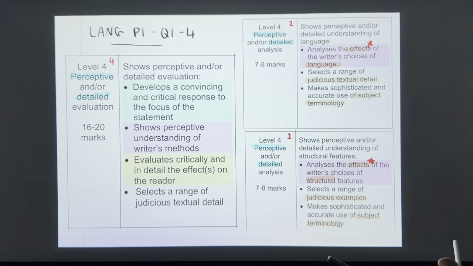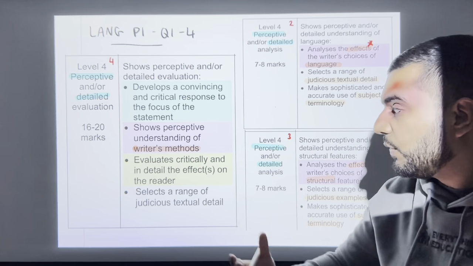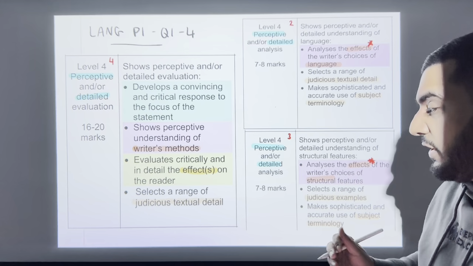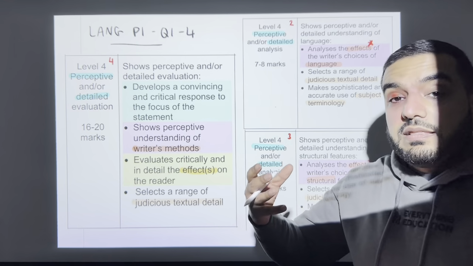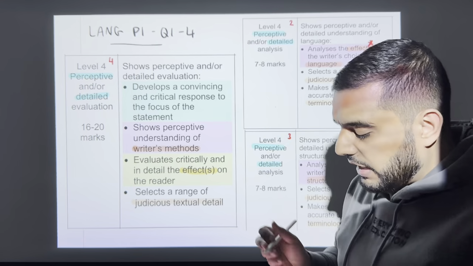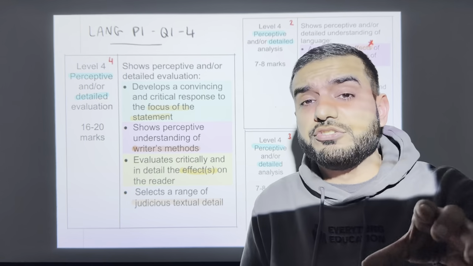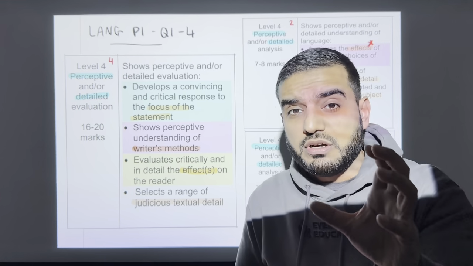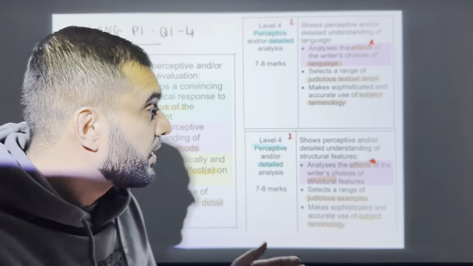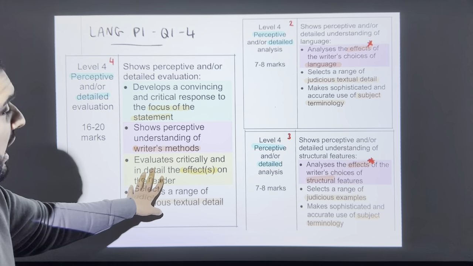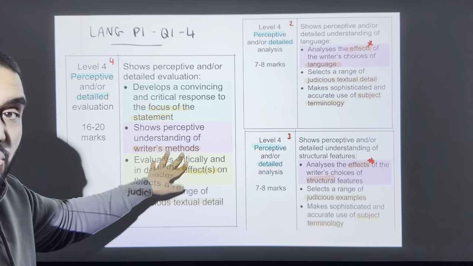It looks at how well you understand the writer's methods. We're talking about structural devices, language devices. Then it looks at how well you analyze the effect, and then it looks at your textual detail. Now, the biggest difference is you have an extra bullet point, and this looks at how well you focus on the statement, because this question has the student statement that you must answer. Now, guys, look at it again. You can't be detailed in your point, but where you can be detailed is in your effect.